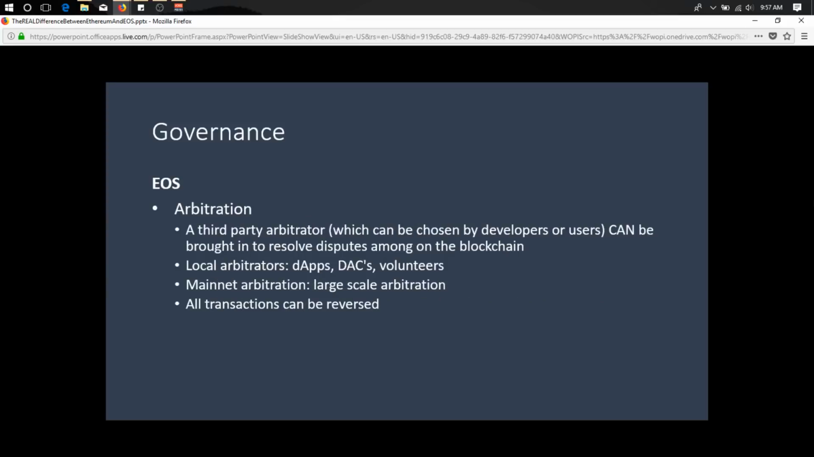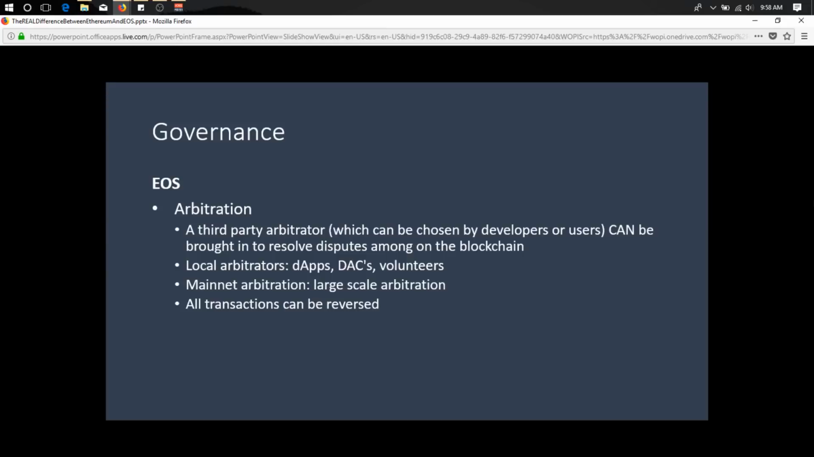The next line of defense is arbitration. If a smart contract and its Ricardian contract gets contested, or you become a victim of theft or some other lawful action, you can bring in a third party of your choice to arbitrate on a case-by-case basis. Arbitration will exist on the smaller scales, such as DACs or DApps, and on the larger mainnet scale.